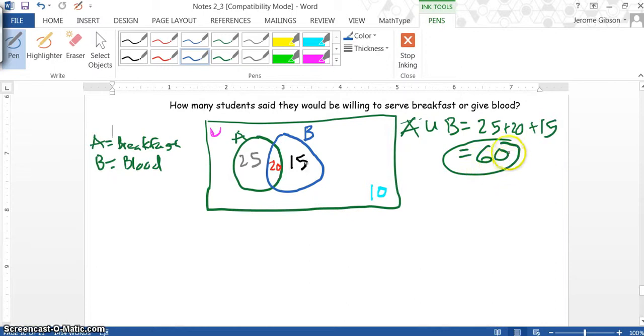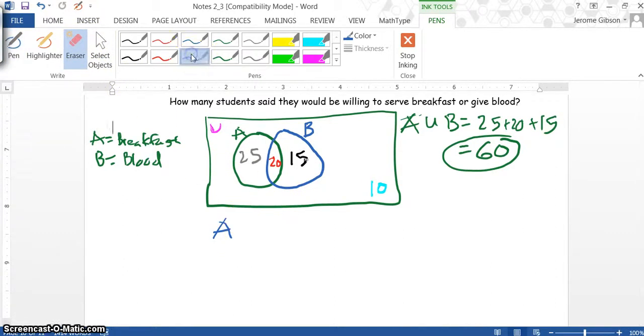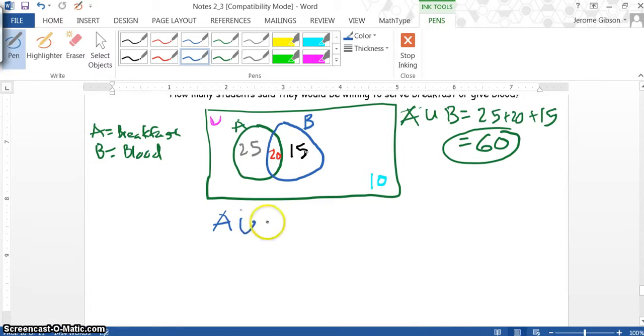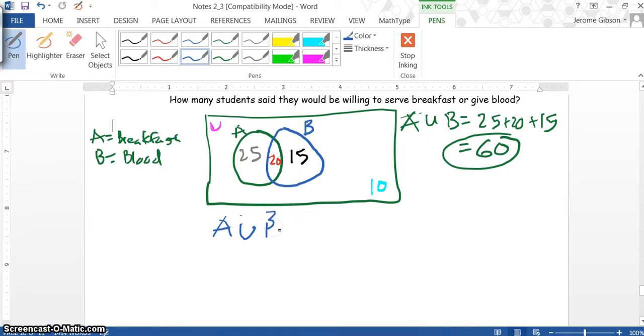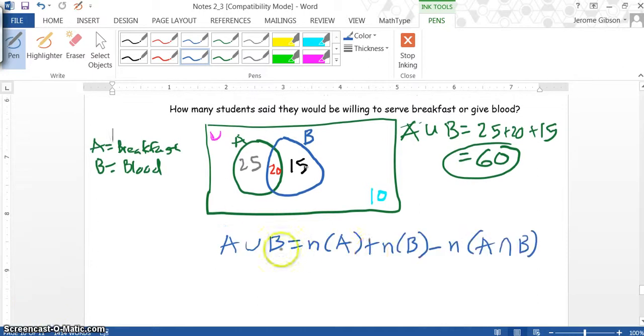Okay, class, even though this is the correct answer for this problem, I want to do this problem according to what we just learned, which was this here: A union B. Okay, now the screen kept jumping, so I just took the liberty of writing this out.